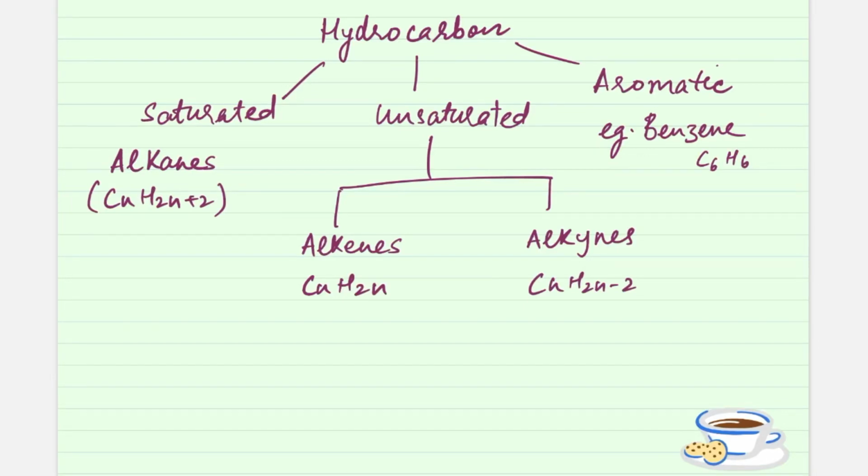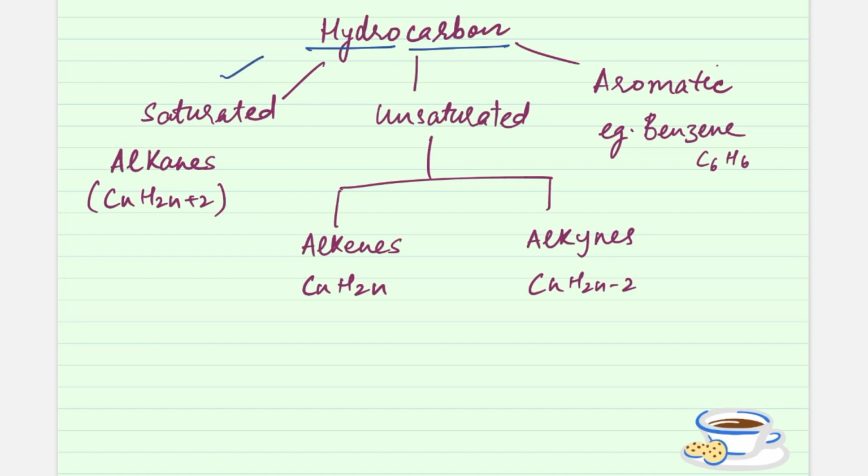Hydrocarbons. Hydrocarbons can be divided into three categories. First of all, hydrocarbon means: this "hydro" denotes hydrogen. So hydrocarbon means hydrogen and carbon. So compounds made up of hydrogen and carbon are known as hydrocarbons. They can be divided into three categories.